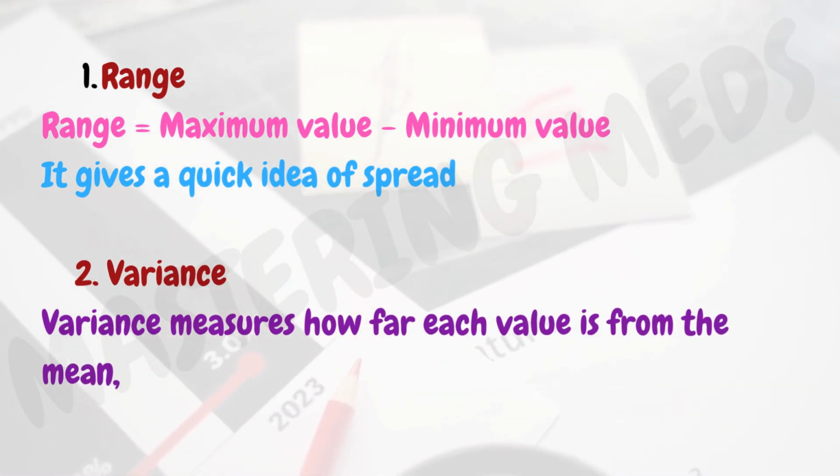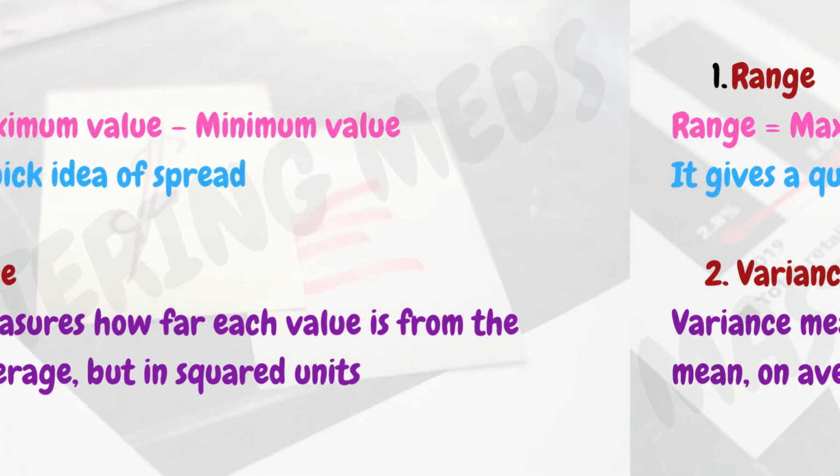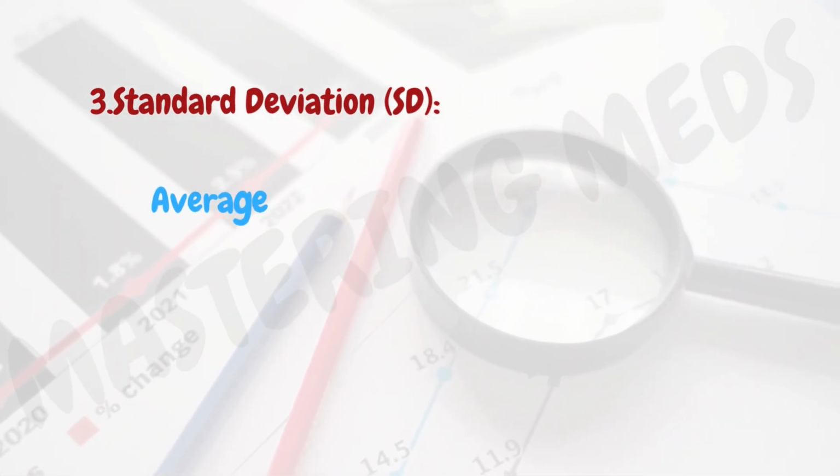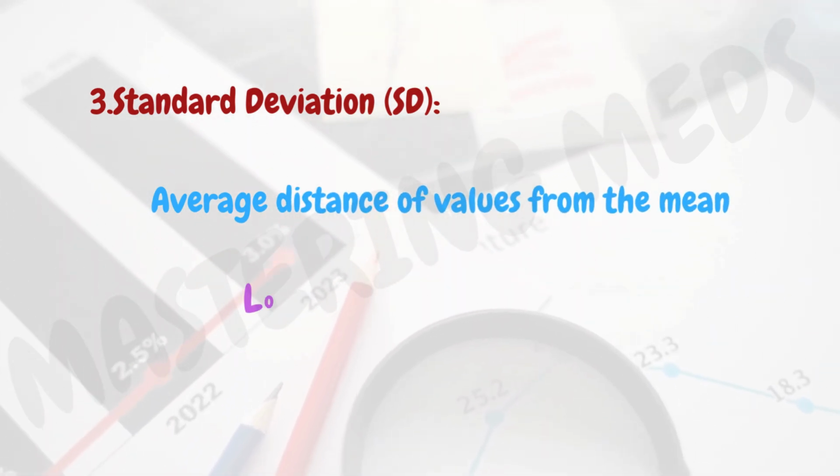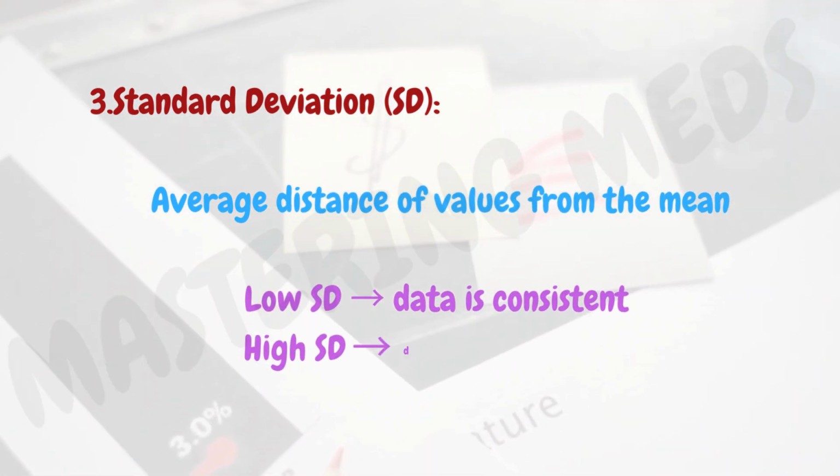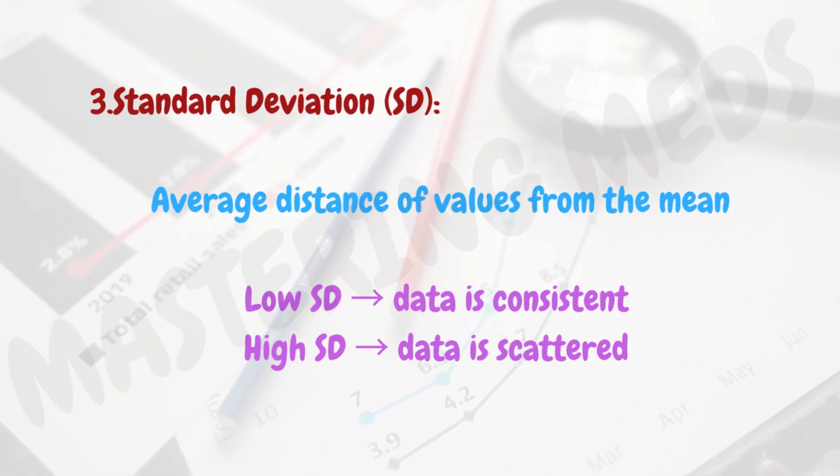Variance measures how far each value is from the mean, on average, but in squared units. Standard deviation is the average distance of values from the mean. Low SD means data is consistent. High SD means data is scattered.